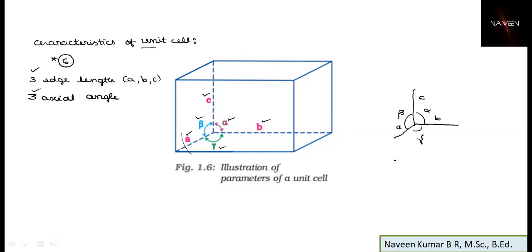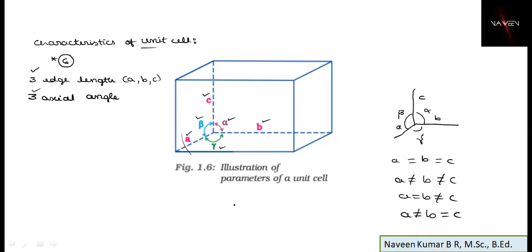So here, if we take the A, B, C edges, either they may be the same, or A is equal to B, B is not equal to C, or A is not equal to B is not equal to C, or A is not equal to B, or B is equal to C. Like that, the edge lengths may differ from one unit cell to another unit cell. Like this, there are more possibilities of getting different types of unit cells.